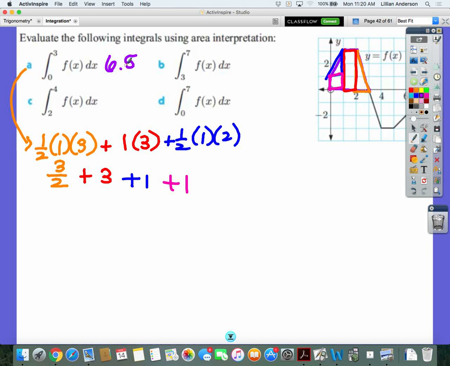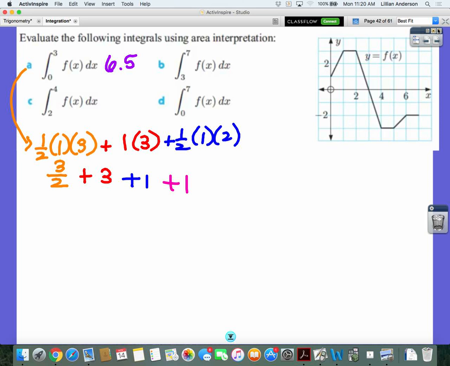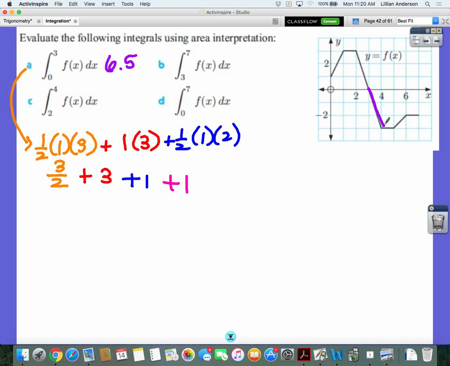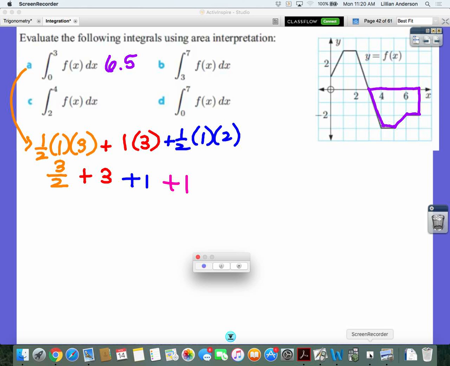Then you also found that you did two trapezoids. All right, let's look at the next one. We're going from 3 to 7. So that's starting here. I want you to find that area. You guys go ahead and do that. Go ahead and find the area of that figure. Can everybody see it?